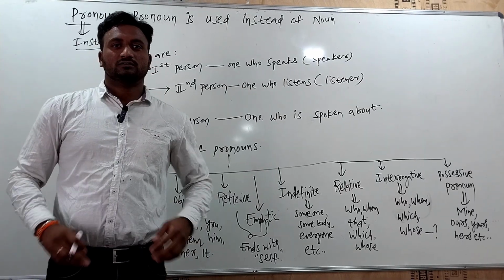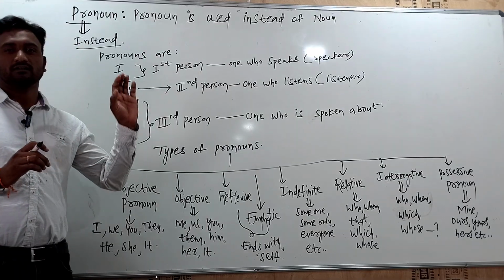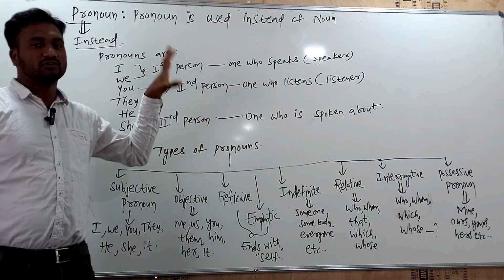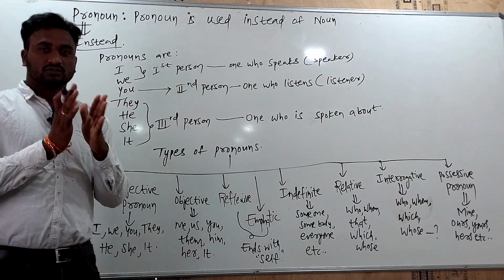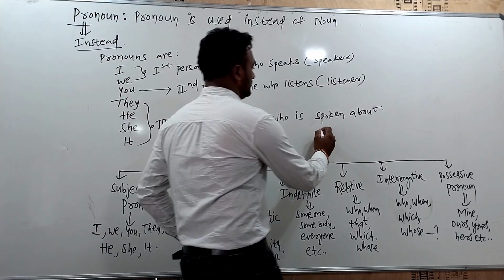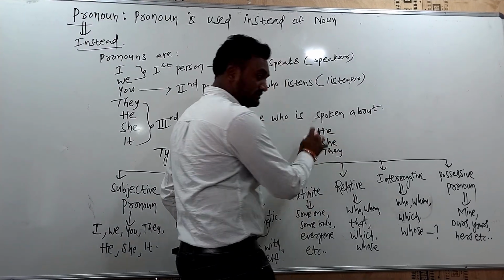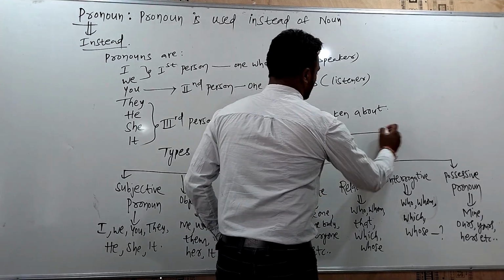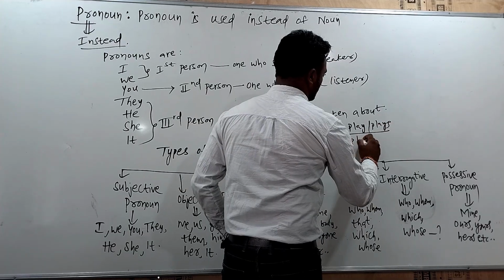Observe. In order to learn tenses, one must have command over pronouns as well as verbs. I told you very clearly about the importance of pronouns. For example, he, she, they: these three are pronouns, as you know very well. There is a word given over here: play, plays.